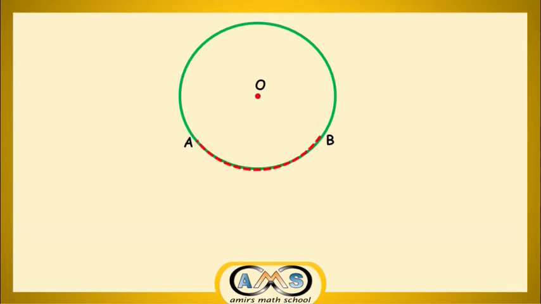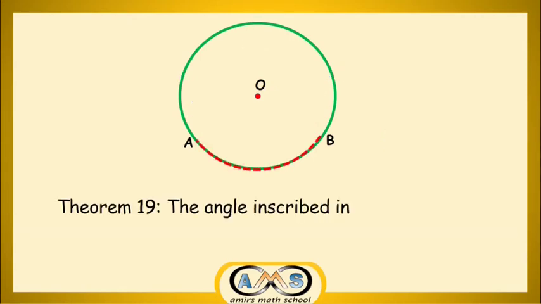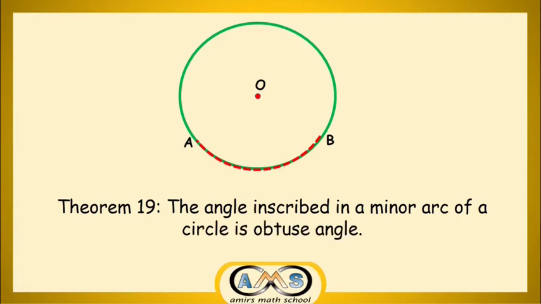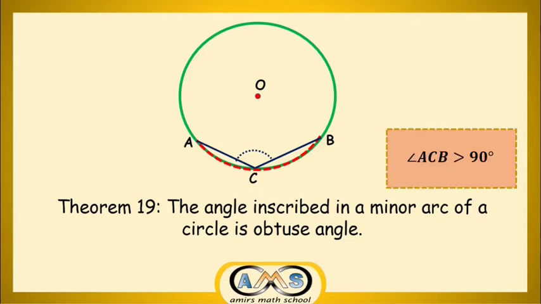Again, for this arc AB, theorem number 19: the angle inscribed in a minor arc of any circle is an obtuse angle. That is, if we draw one angle, ACB, on this red marked part, that is, the angle is inscribed in the minor arc, in that case this angle will be greater than 90 degrees.